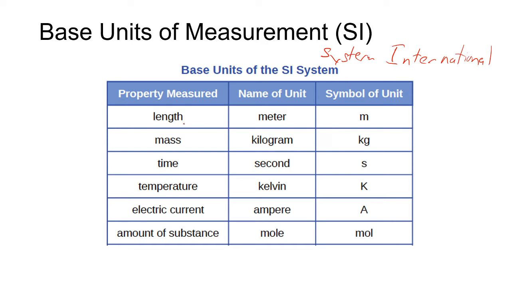For length, the SI unit is the meter, and we use a lowercase m to abbreviate that. We discussed this in a previous video, but with mass, the kilogram is the official unit for mass. However, keep in mind this is for all science, so we like to use grams, which is just lowercase g. For many other sciences such as physics, kilograms is the standard. Kilo is a prefix meaning 1,000, so 1,000 grams is a kilogram.